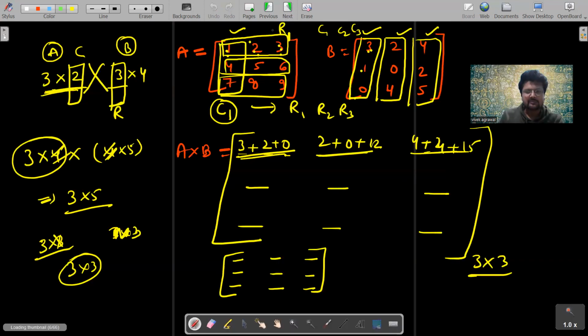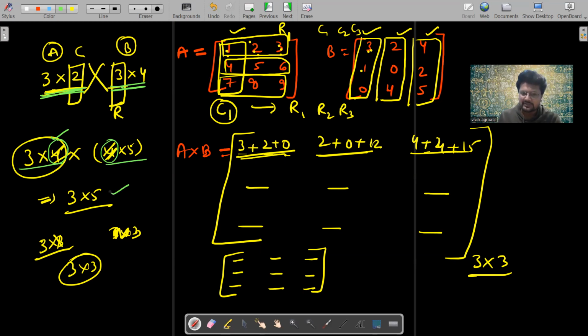Then we did matrix multiplication. How do we multiply any two matrices? First we have to see what the order is. Suppose we have 3 cross 2 and 3 cross 4, we will not be able to multiply. Every time, the number of columns in the first matrix and the number of rows in the second matrix should be equal. Then only you will be able to multiply. If we multiply 3 cross 4 with 4 cross 5, we get a matrix of 3 cross 5.